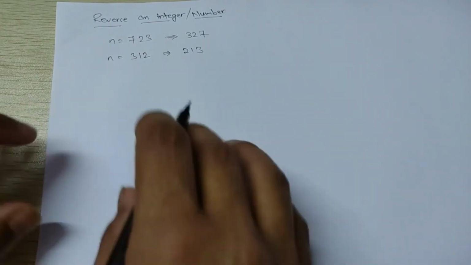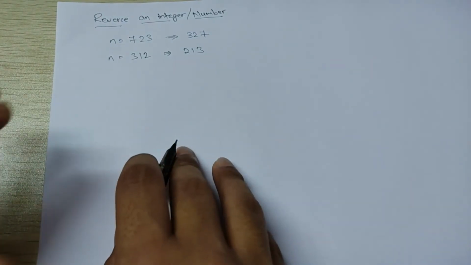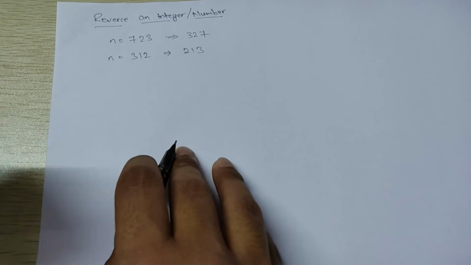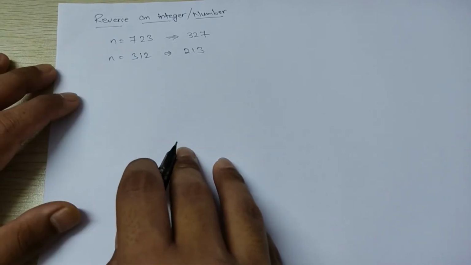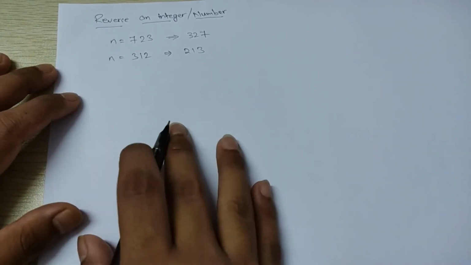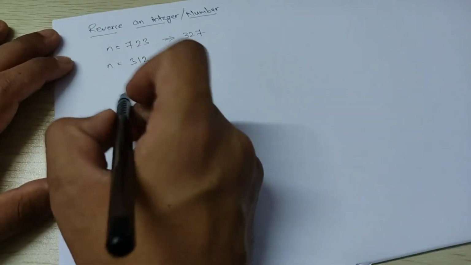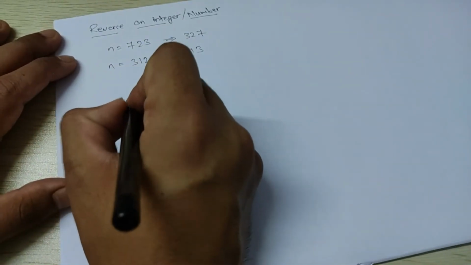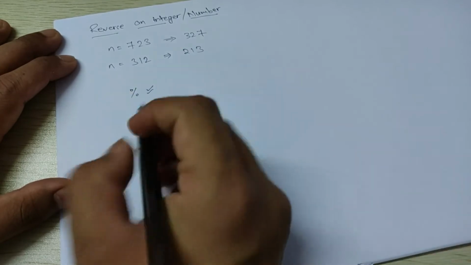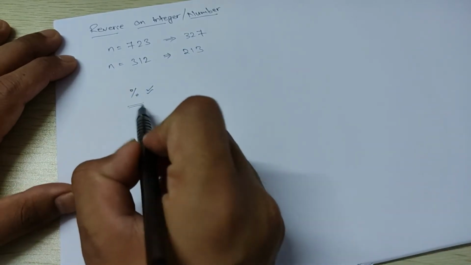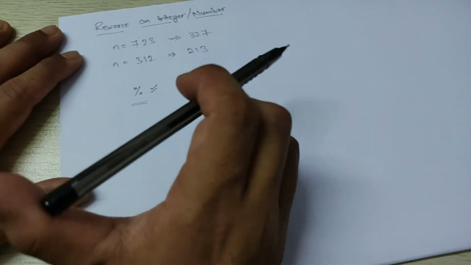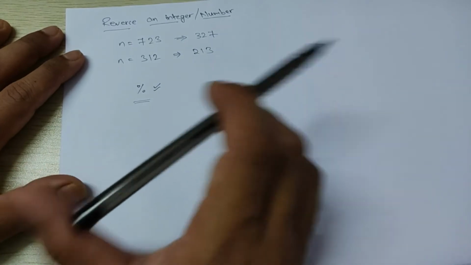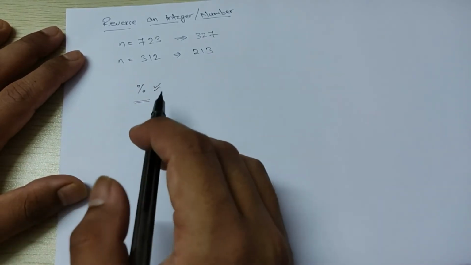You don't have to store it in an array, and you can't use a for loop to do that. So how are we going to do that, let's see. Here we are going to use a modulus operator again. If you are not aware of this modulus operator, then I'll add the link on the I button. You can click on it and watch the video.